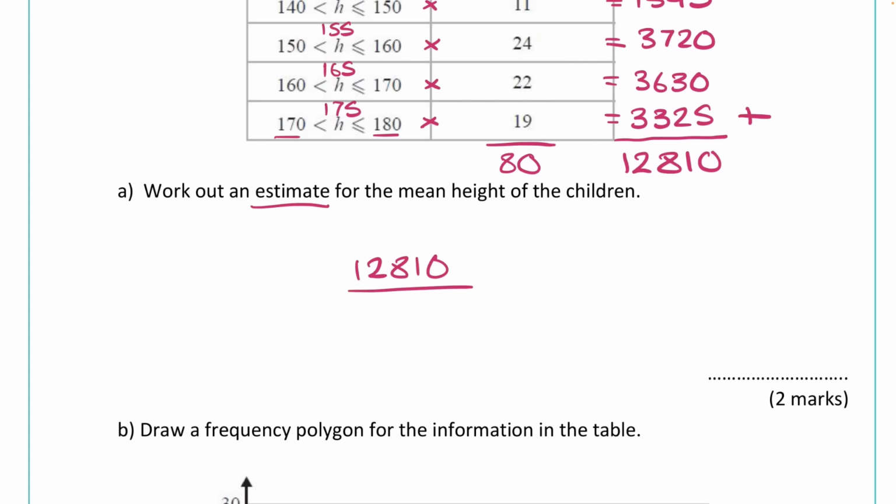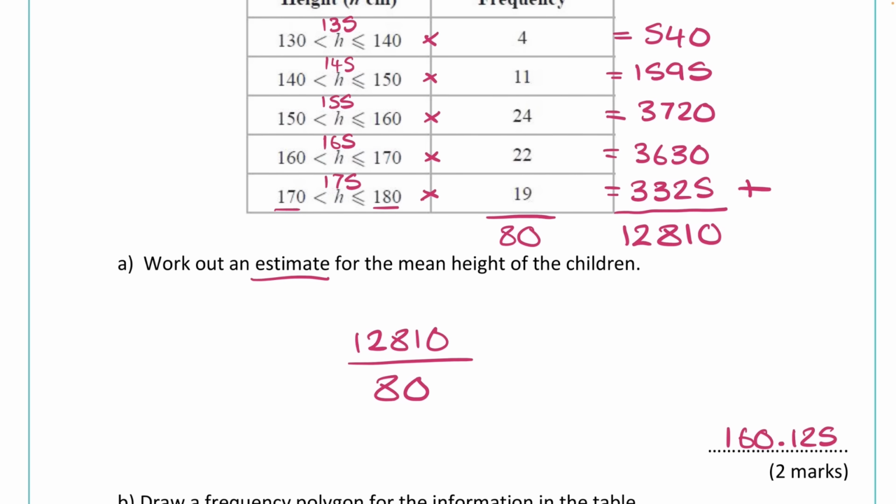So to get the mean, we take the total, or our estimated total here, 12,810, and we're going to divide it by the 80 children. So divide by 80, and that gives me an answer which came out as 160.125. It's absolutely fine for your answer to be a decimal, but just make sure that your answer makes sense.